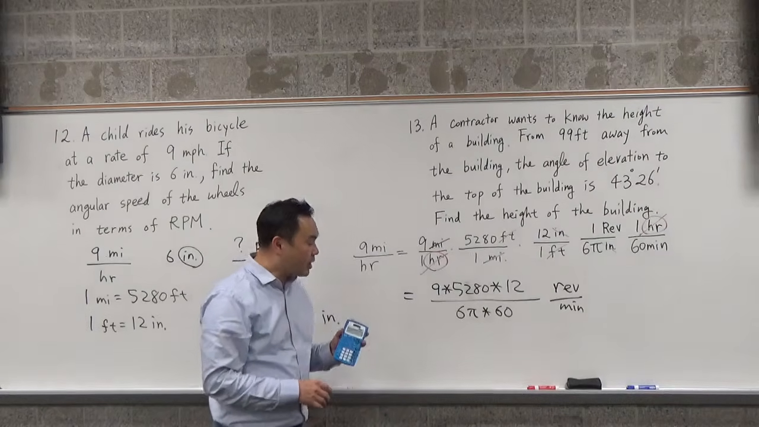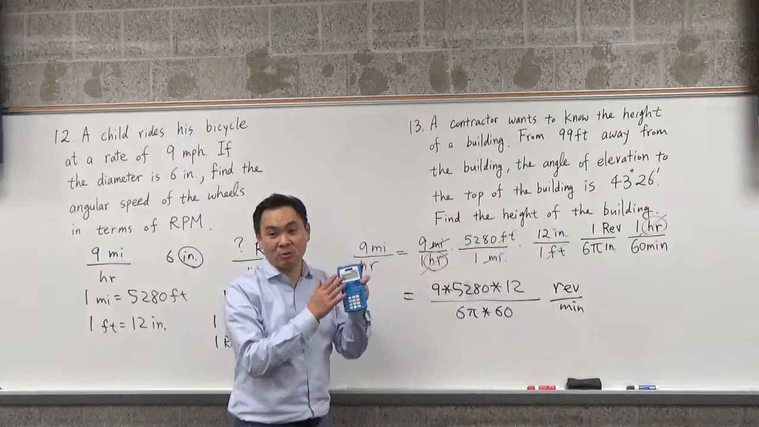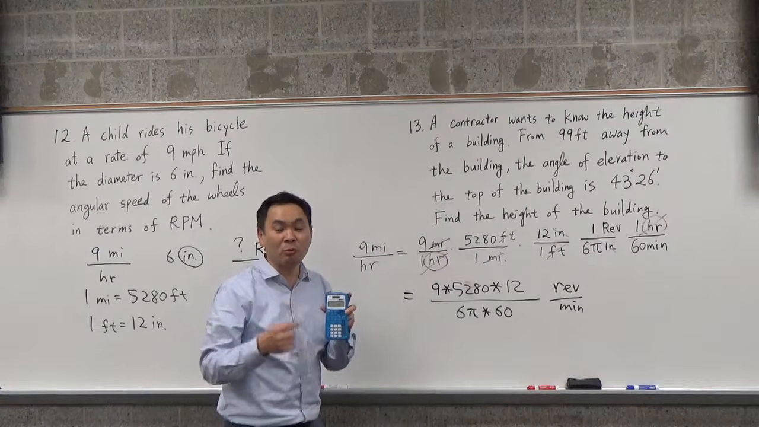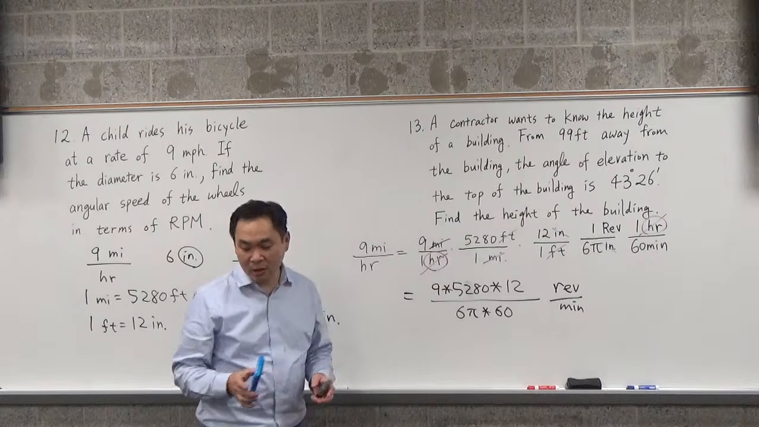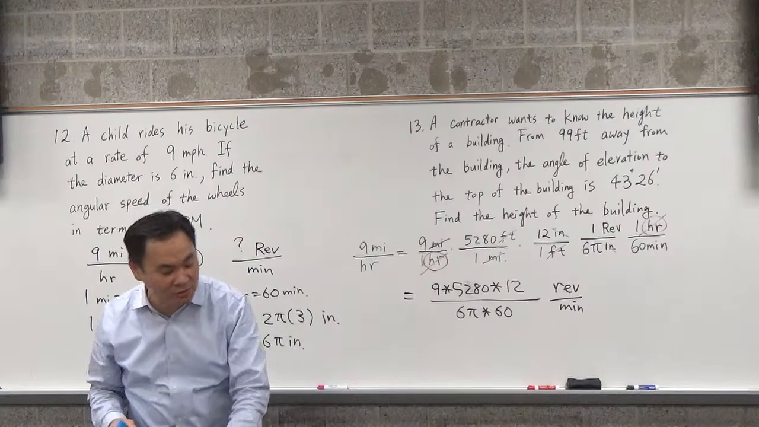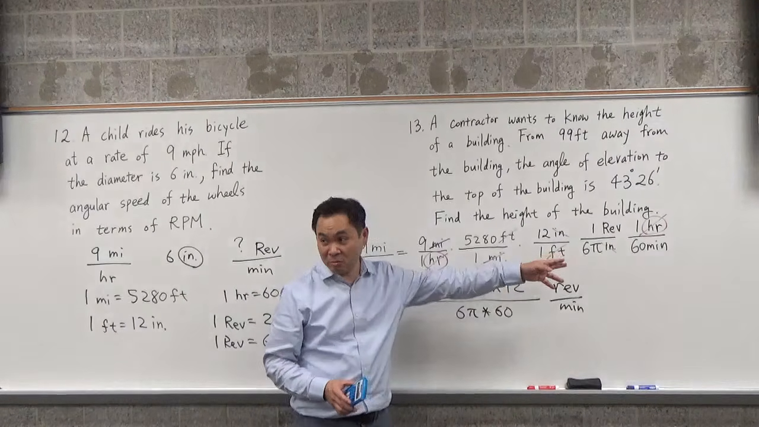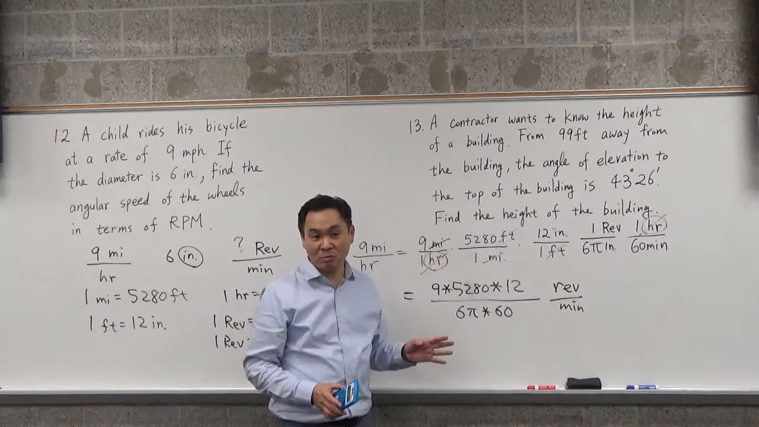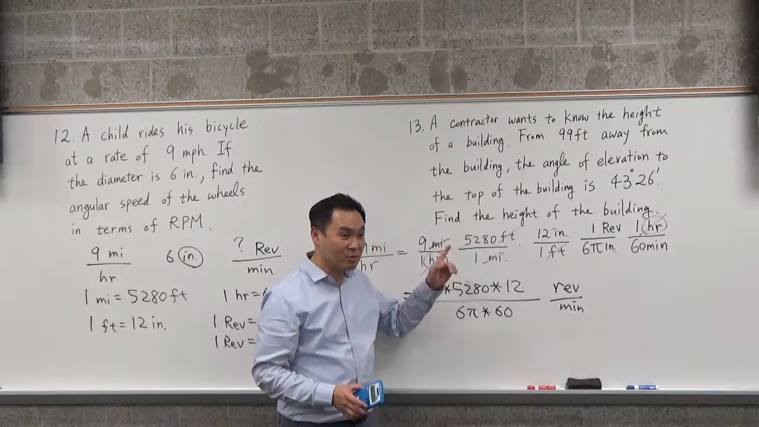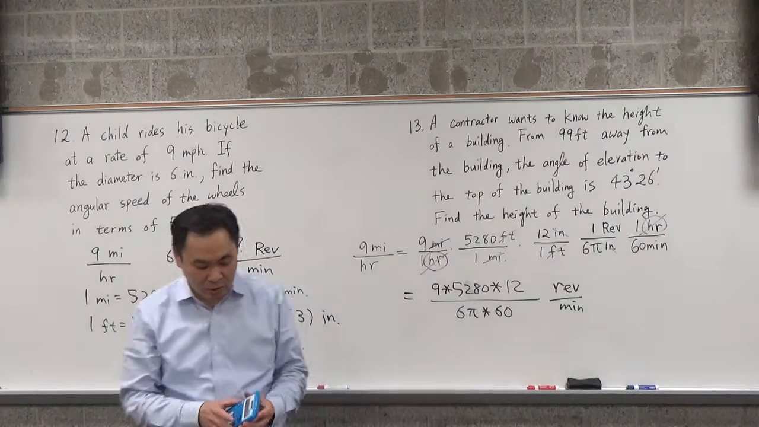Now, on your calculator, some calculators allow you to put everything into the calculator at once because it supports parentheses. Others don't. If you have a calculator that does not allow parentheses, then you have to calculate the top separately, write the result on a piece of paper, calculate the bottom separately, write the result on the paper, and then divide those two numbers. That's how you get the answer.